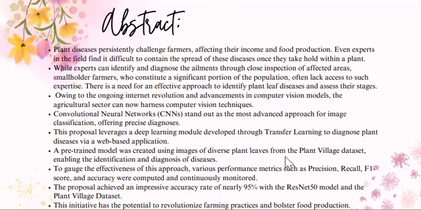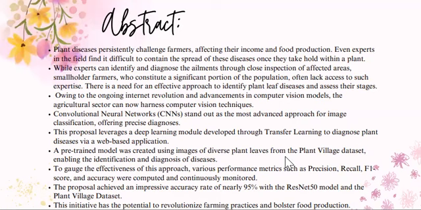Owing to the ongoing internet revolution and advancement in computer vision models, the agriculture sector can now harness computer vision techniques. CNN stands out as the most advanced approach for image classification, offering precise diagnosis. Our proposal leverages a deep learning model developed through transfer learning to diagnose plant disease via a web-based application. We also have a pre-trained model which is created using images of diverse plant leaves from the PlantVillage dataset, enabling the identification and diagnosis of disease.